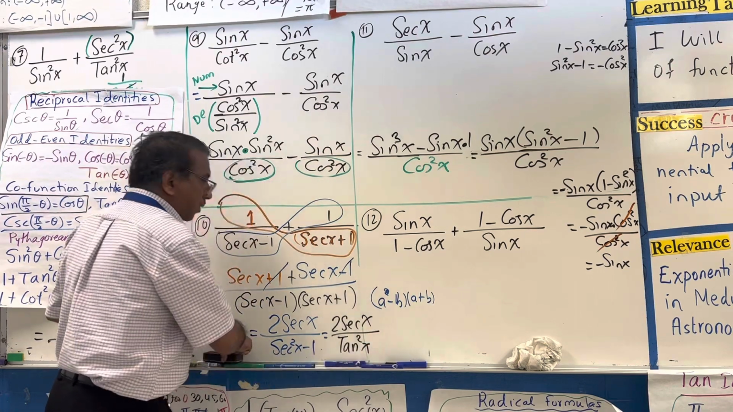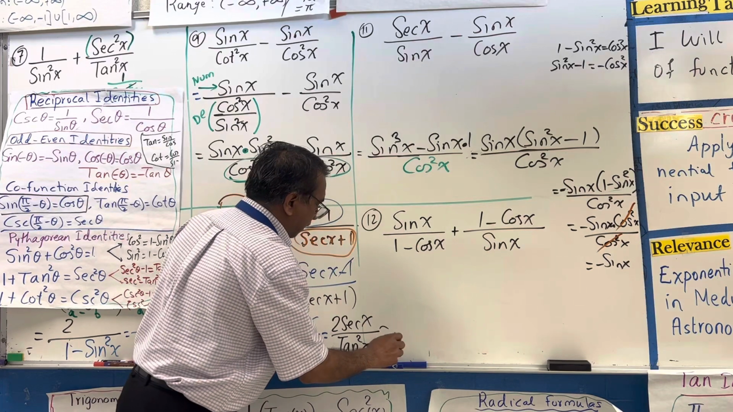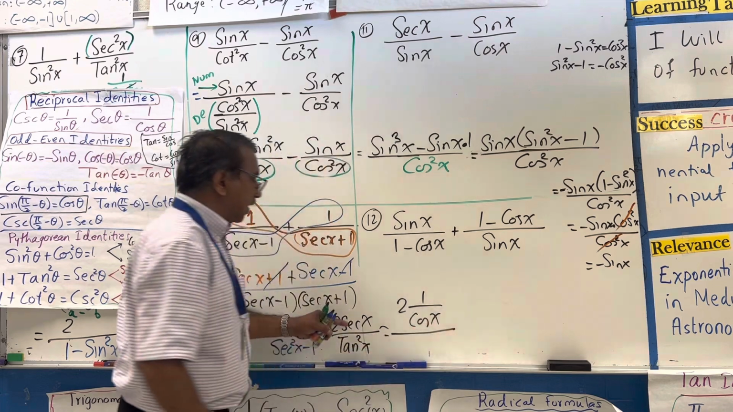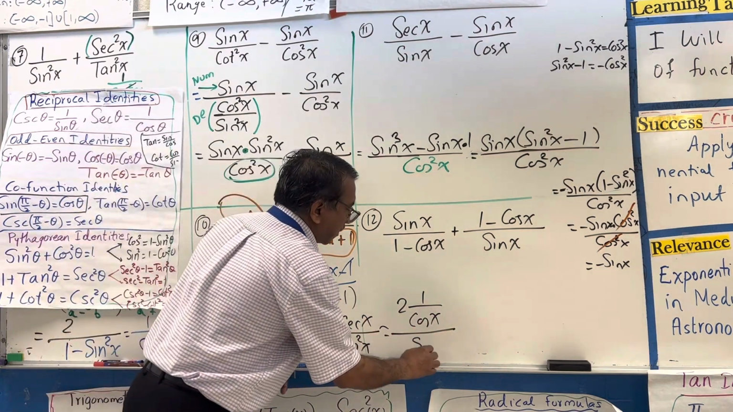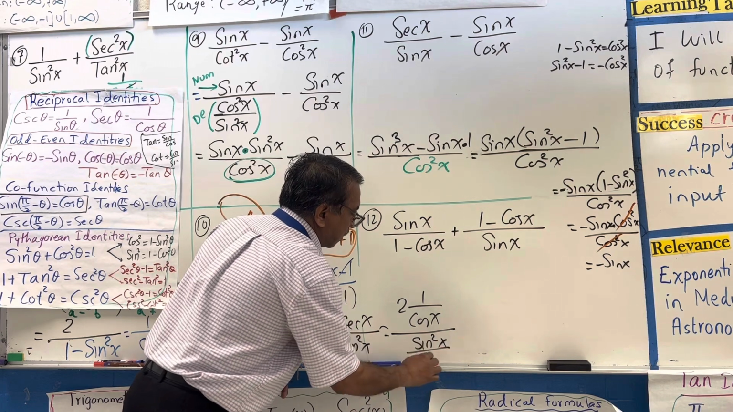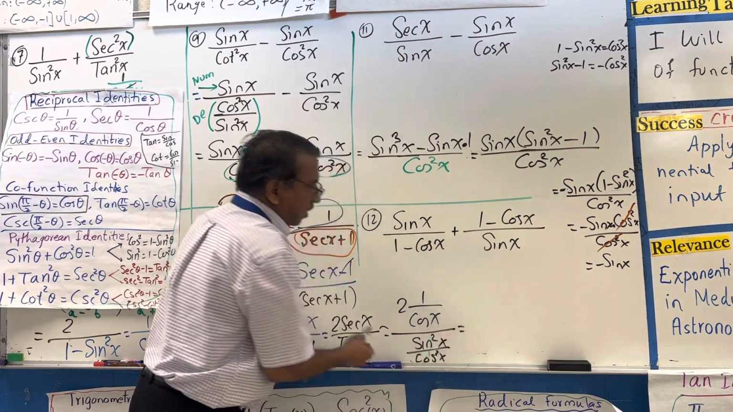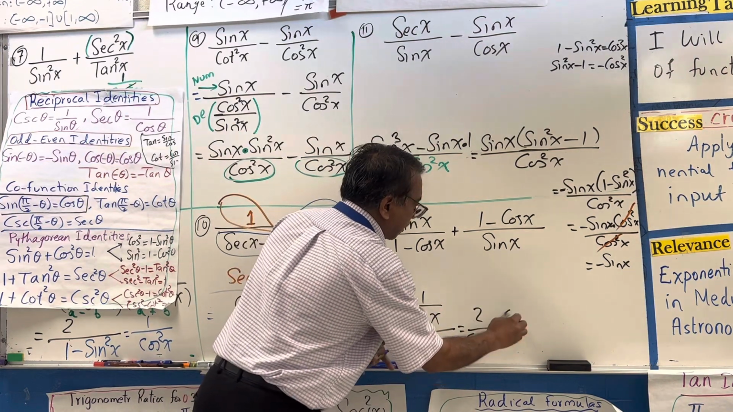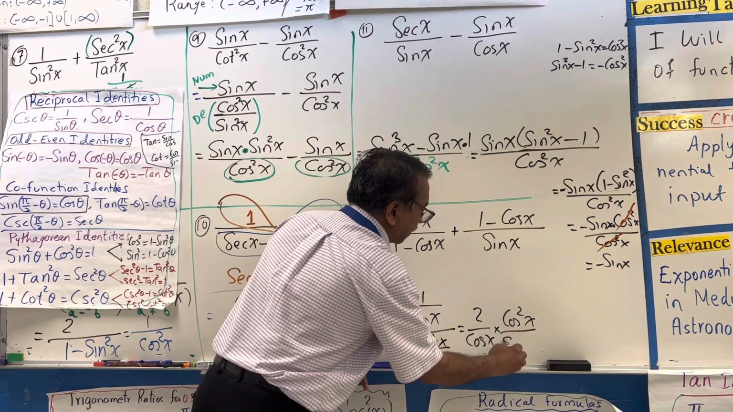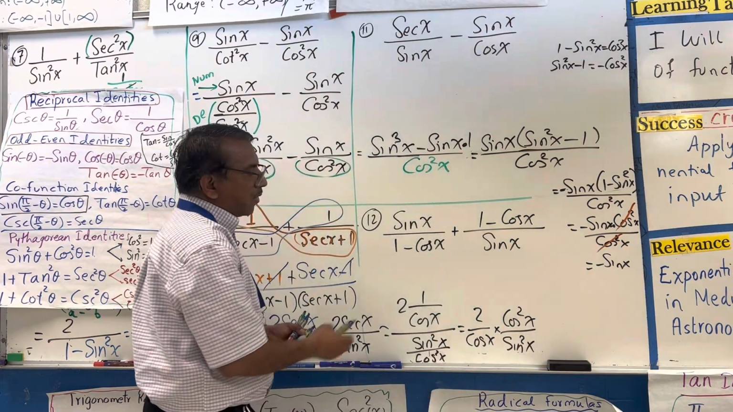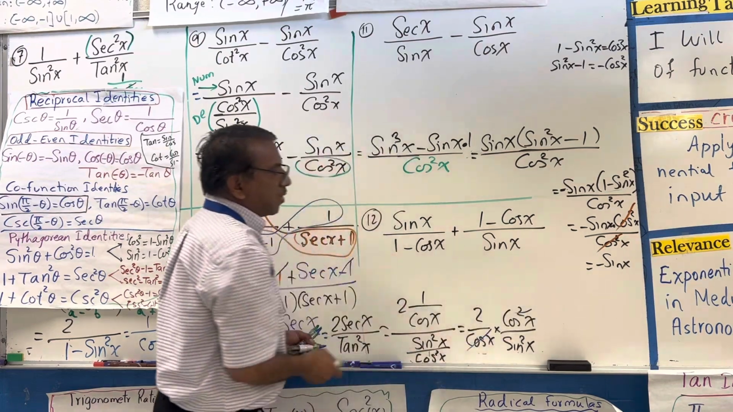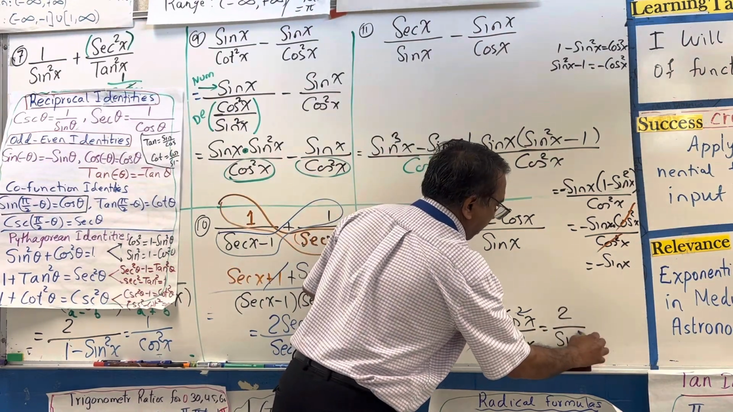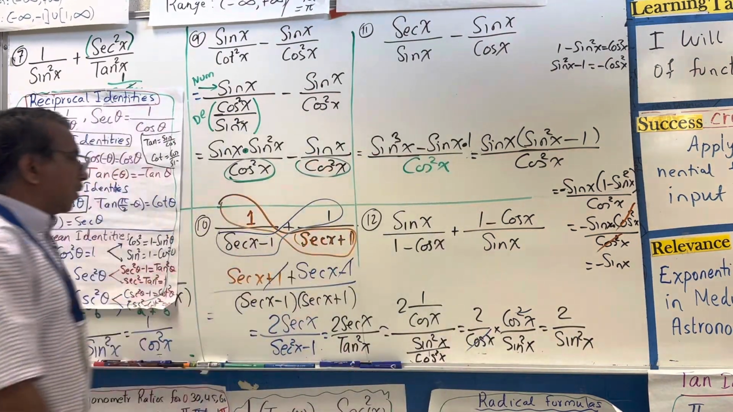We can still reduce this to a lower form, because secant is 1 over cosine of x, and this is sine square over cosine square of x. Then keep change flip. So this will be 2 over cosine of x times cosine square of x divided by sine square of x. And one of the cosines will cross out. There are two cosines up there, one down, and your final answer is 2 over sine square of x. Again, a lot of steps.